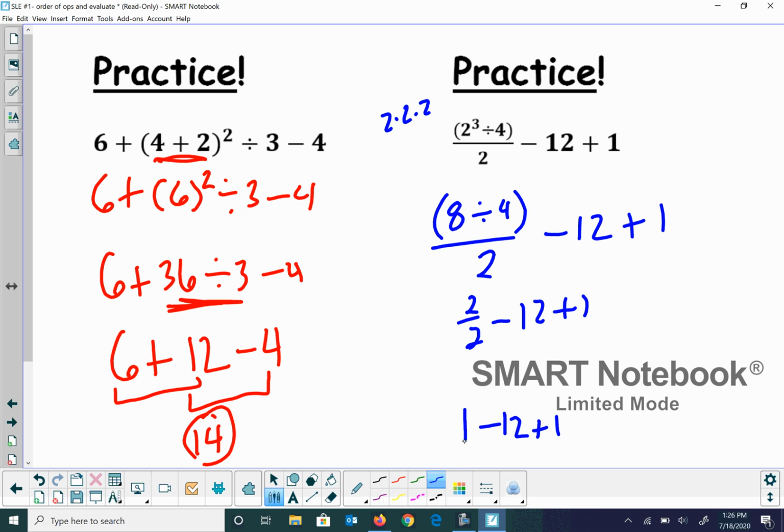So let's do it from left to right. 1 subtract 12. You have $1, something costs $12, so you still owe 11. So negative 11. And negative 11 plus 1 is equal to negative 10.